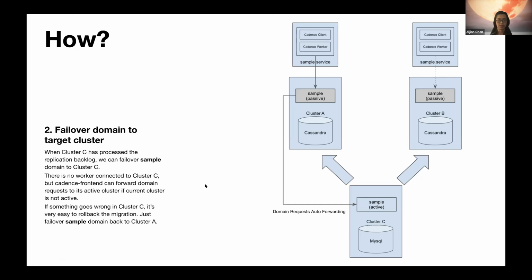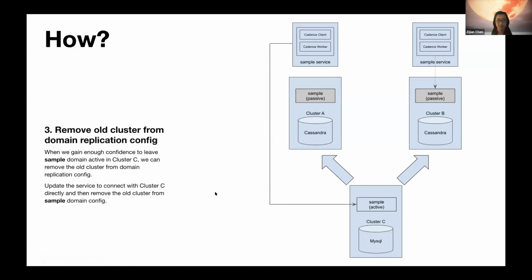And if you decide to move forward, we can remove the sample domain from cluster A. So that's the next step. But the final goal is to decommission cluster A. So before that, we cannot let the customer worker rely on auto forwarding. We need to first update the customer worker to connect to cluster C directly. And then we can update the replication config of the domain to stop the replication to cluster A. So it will look like this.